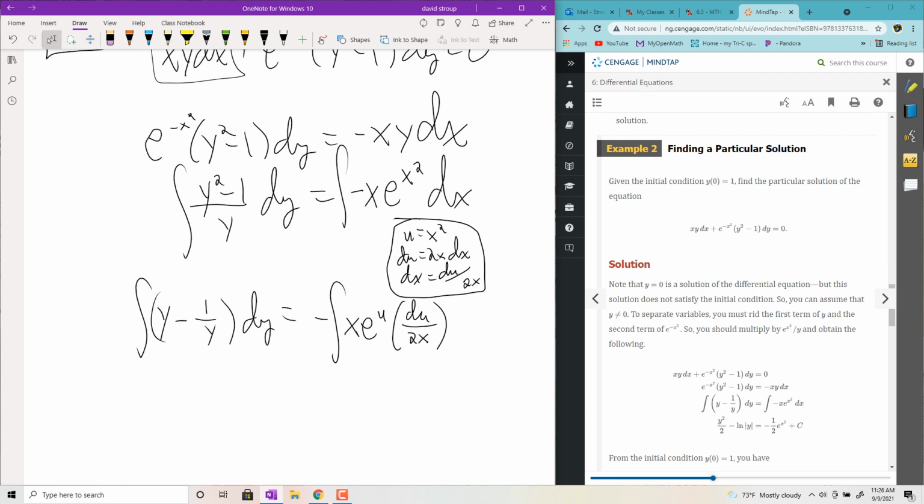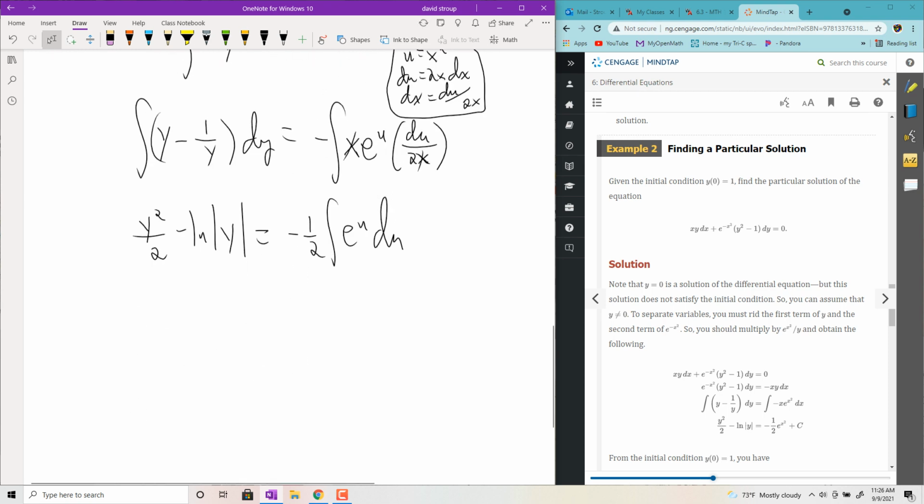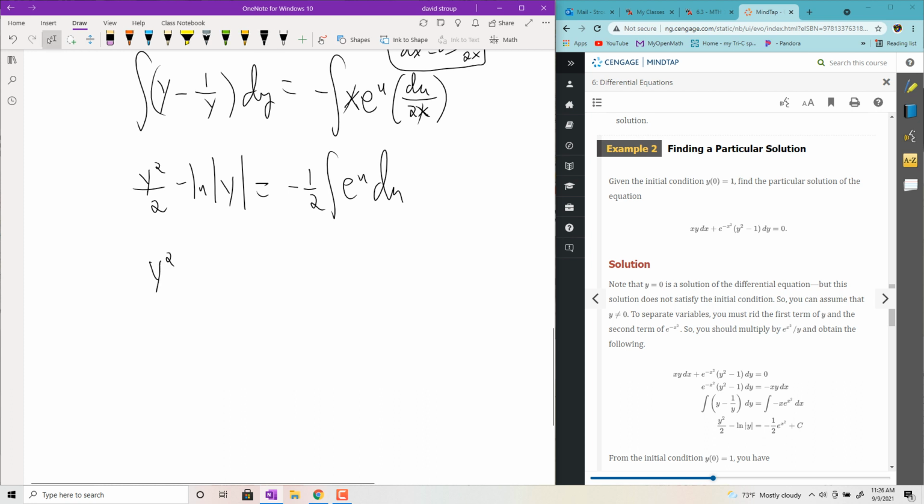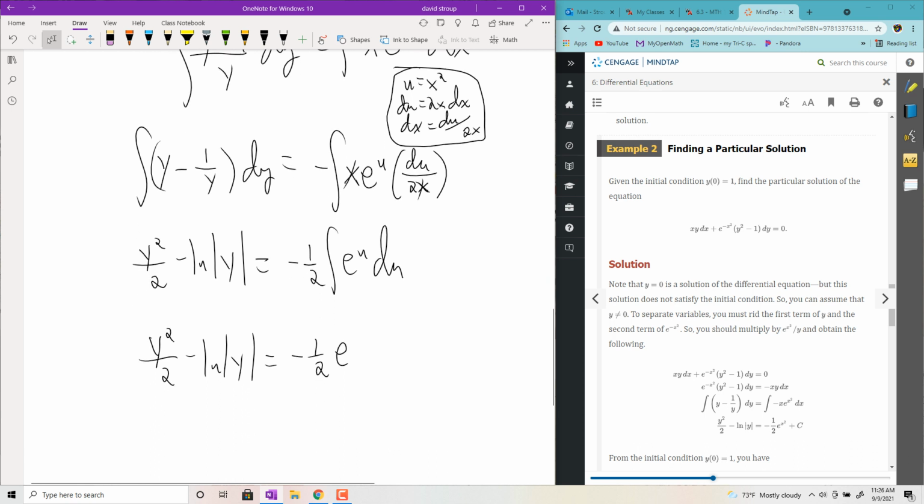On the left now, I'll have y squared over 2 minus the ln of the absolute value of y. On the right, well, I can factor out a negative 1/2, right? And then the x's will divide out, and you have the integral of e to the u du. Carrying on, I have y squared over 2 minus ln absolute value of y equals negative 1/2 e to the u, but let's back sub and just put x squared in there, shall we? And then plus our integration constant.